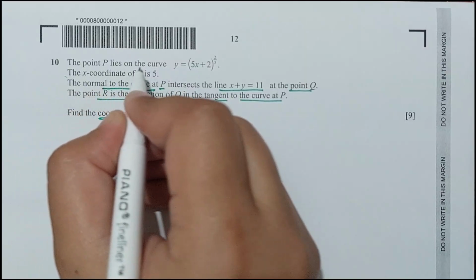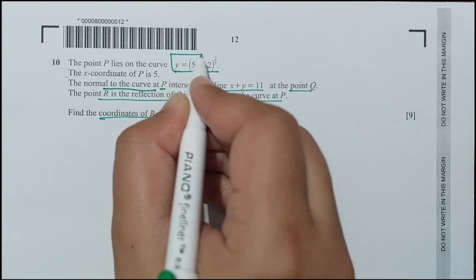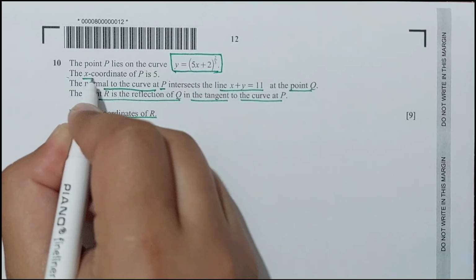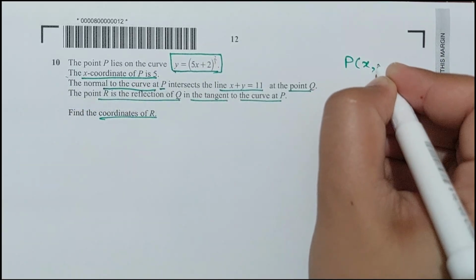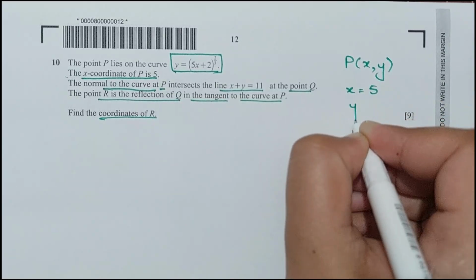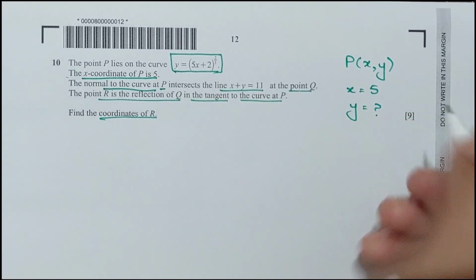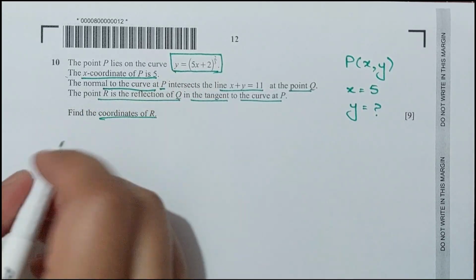The point P lies on the curve. This is the equation of the curve. The point P lies on this curve. It has the x coordinate, which is 5. So P has some x and y coordinate. So the x is 5. What is my y for the P? Let me solve for y. Since it lies on the curve, it must satisfy the curve.